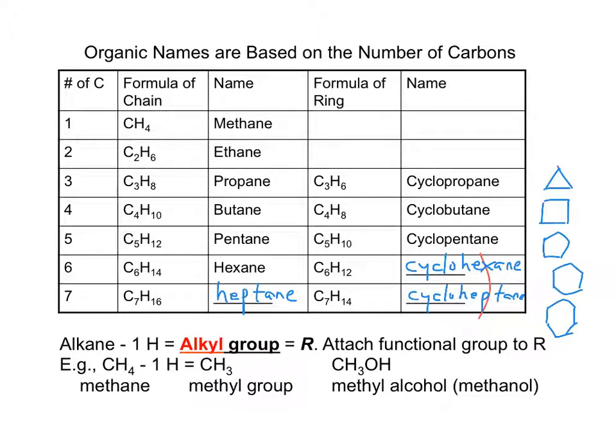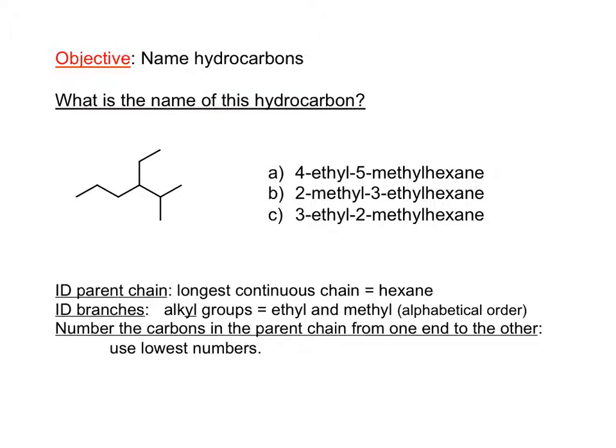If you take an alkane and remove one hydrogen, that becomes an alkyl group. The alkyl group is given the symbol R. So if you attach a functional group to the R group, that'll give you the name of the compound. To name a hydrocarbon, we can follow these rules. So stop the video, read those rules, and determine the name of that compound.